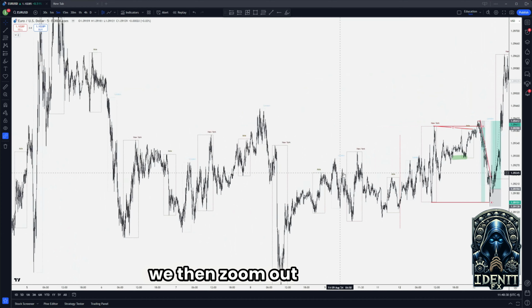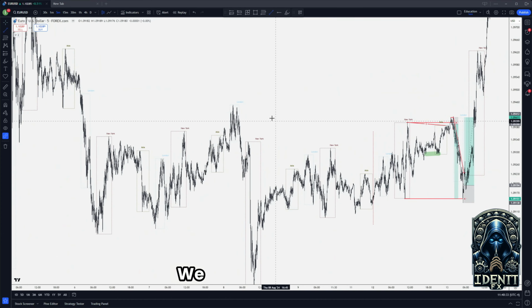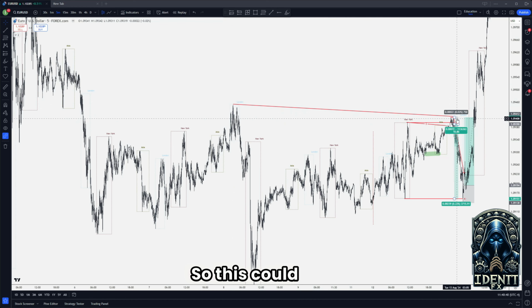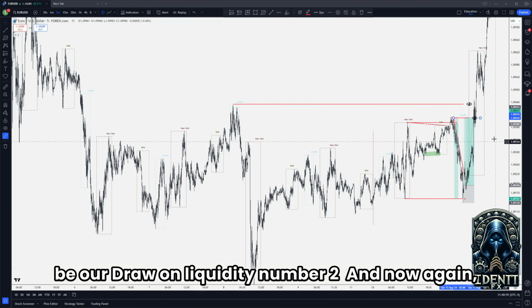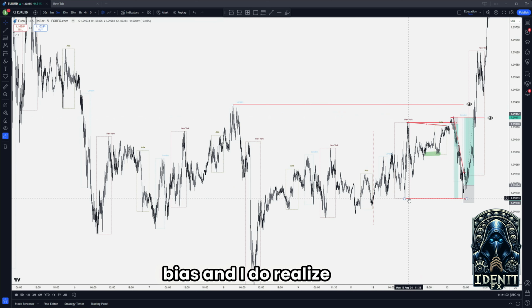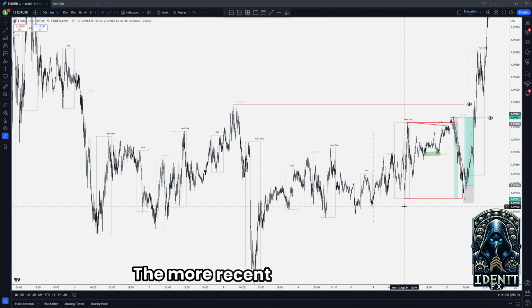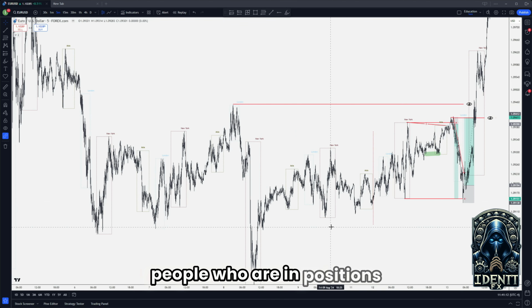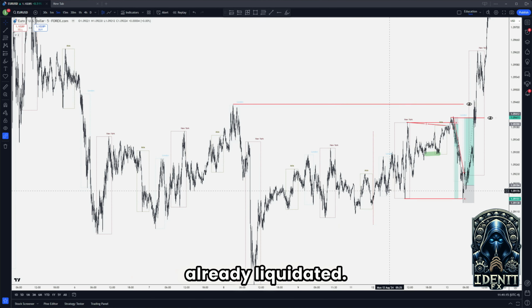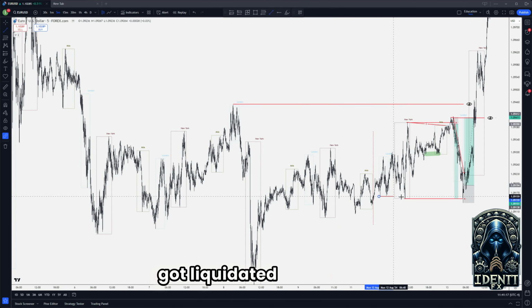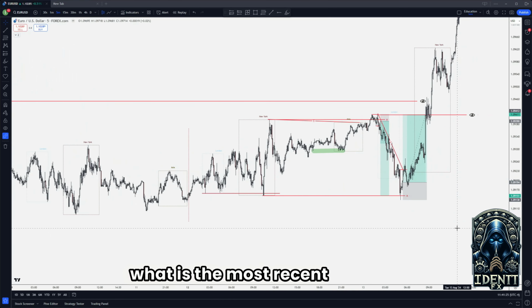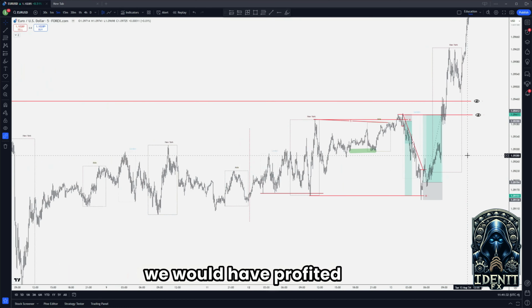So if we then zoom out and try to take a look at what else is there, we can then see that the next external point of liquidity is at London high. So this could then be our drawn liquidity number 2. And now again, I'm not looking at a daily buys, and I do realize that there is liquidity down here, but the more recent the liquidity is, the more important it's going to be, because we can assume that people who are in positions from these days, they are likely already liquidated. The London traders, they probably got liquidated here with the New York session low, taking out that liquidity. So we always have to look at what is the most recent liquidity and what are the majority of traders doing right now.